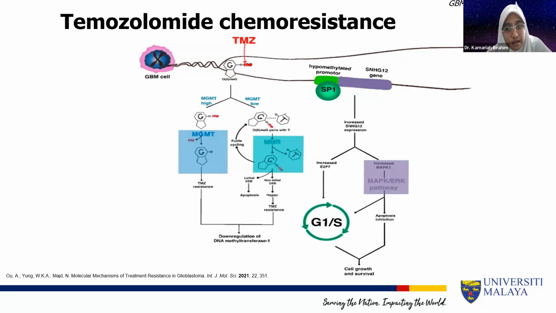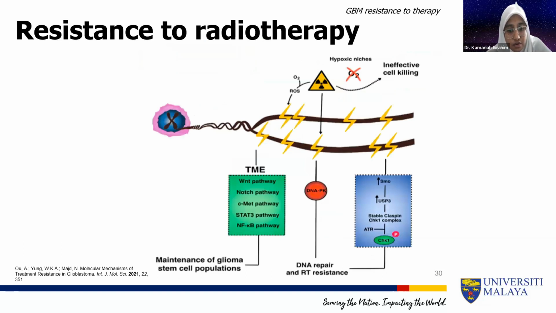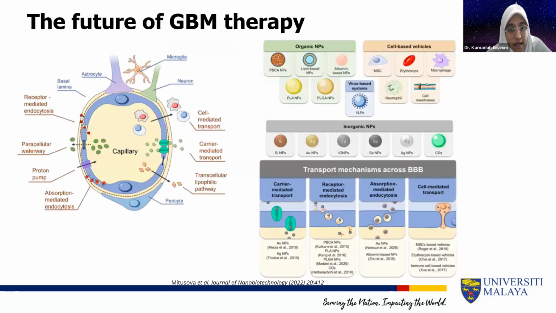Finally, these GBM cells have temozolomide chemo resistance and resistance to radiotherapy. What lies in the future of GBM therapy is how we actually tackle the blood-brain barrier, because the blood-brain barrier is a protective barrier of the central nervous system that limits the delivery of drugs to the brain parenchyma and the sensitivity of the brain to the therapeutic effect.